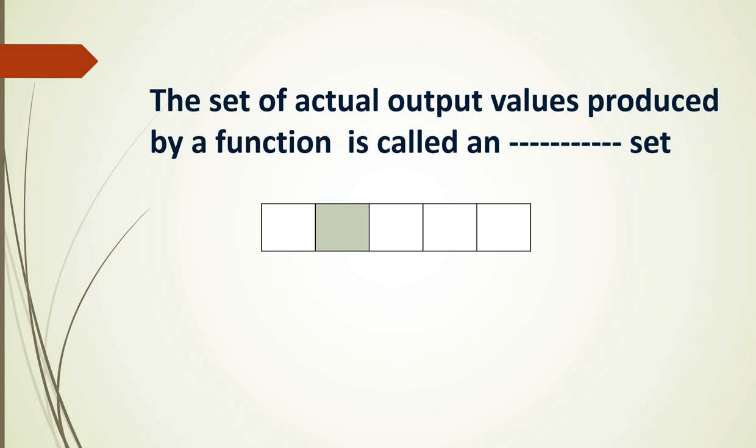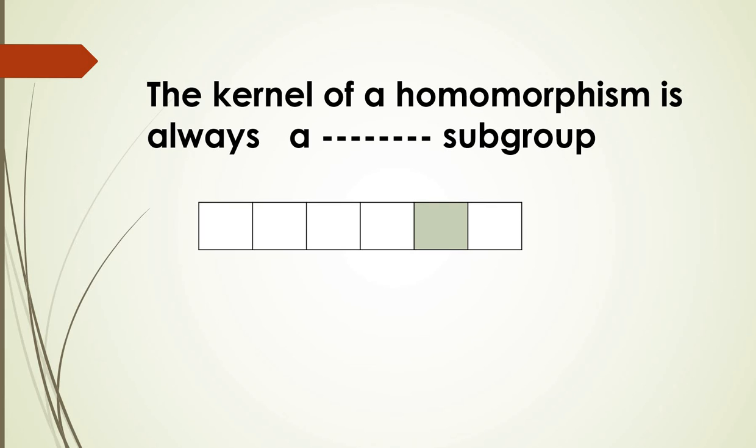The set of actual output values produced by a function is called a dash set. You have a function, you have domain and codomain. The set of actual output values produced by that function is called, at the beginning itself we have studied, the image set. The kernel of a homomorphism is always a special subgroup. What is it? Very simple. Normal subgroup. Yes.